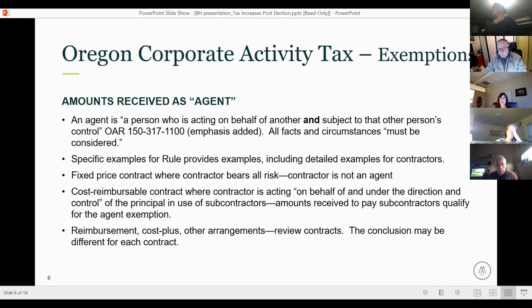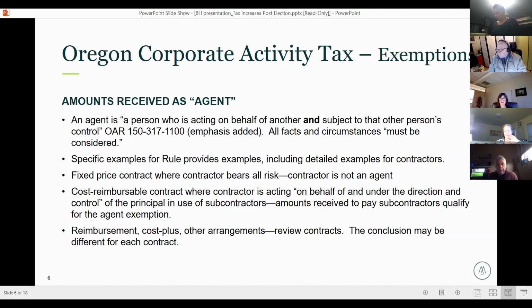The Oregon rule, which is published, if you do a Google search for OAR 150-317-1100, it should pop right up for you. And the most recent and final version of the rule has some very helpful examples, I think, including detailed examples for contractors, which one of our Moss Adams senior managers, who's since made partner, was instrumental in getting into that rule. So under a fixed price contract where the contractor bears all the risk, the contractor is not an agent.